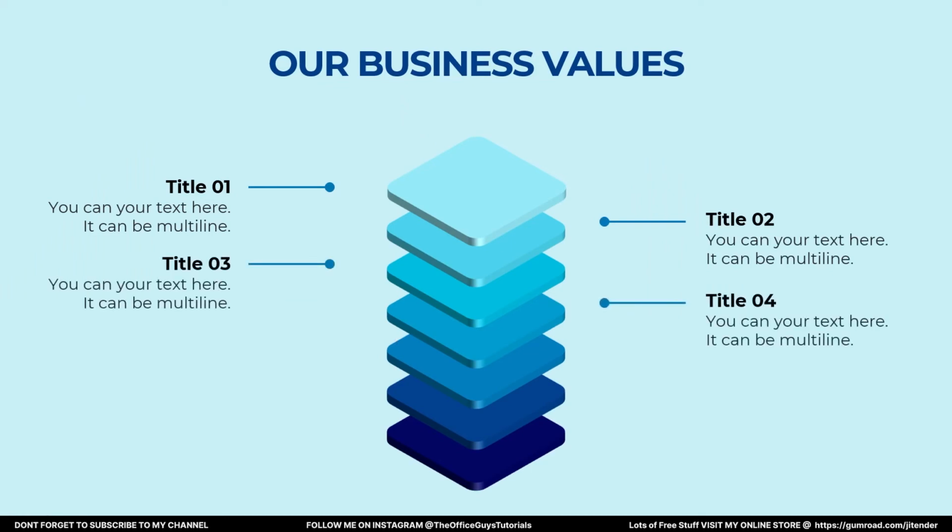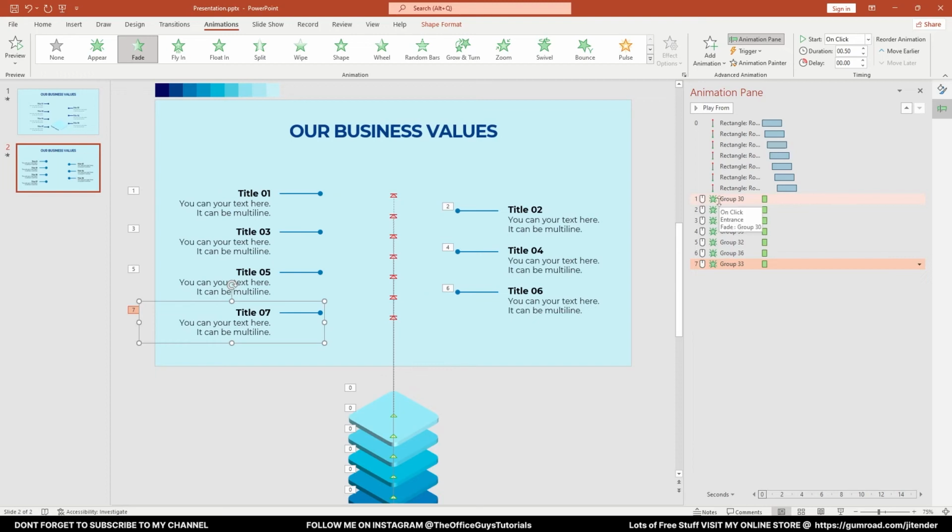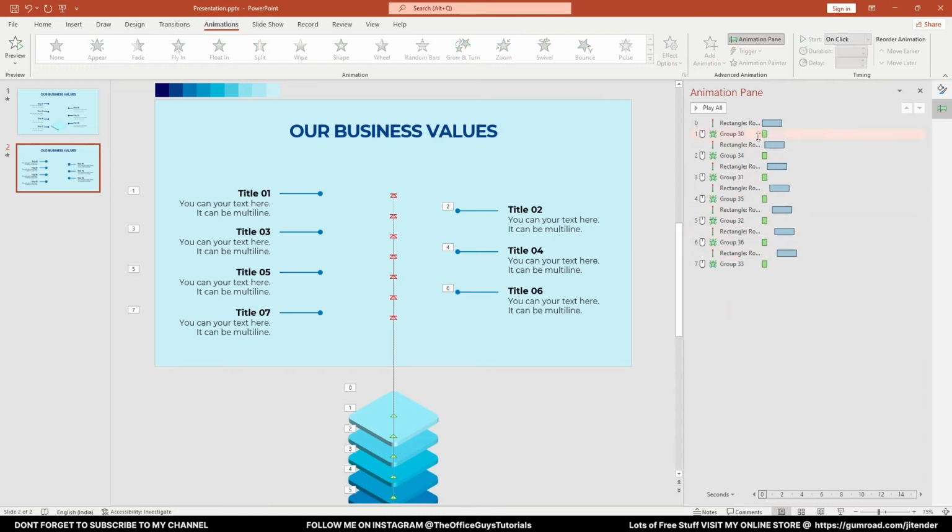Right now it's animated, but you can see first the blocks are coming and then the titles are coming. We don't want that. We want that as soon as the first rectangle arrives, its title should appear. So we have to move these up. This one belongs to the first rectangle, this one belongs to the second, so we have to place them accordingly. The first title block goes after the first rectangle. Similarly you have to place the third, fourth, fifth, and sixth.